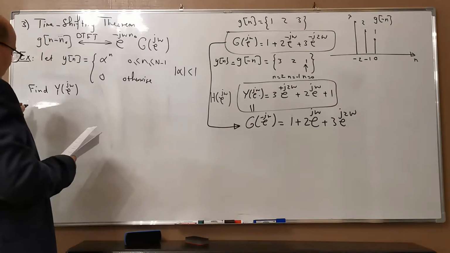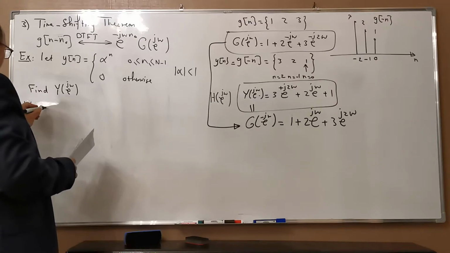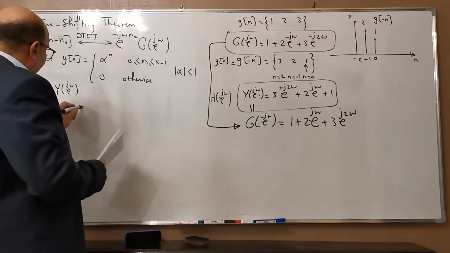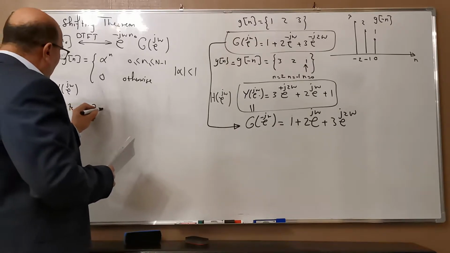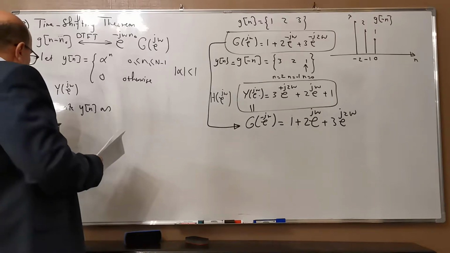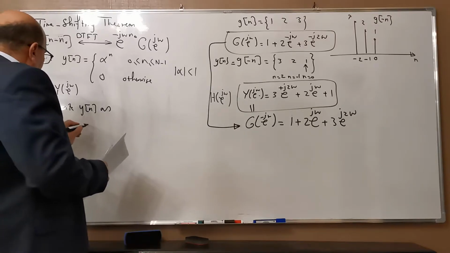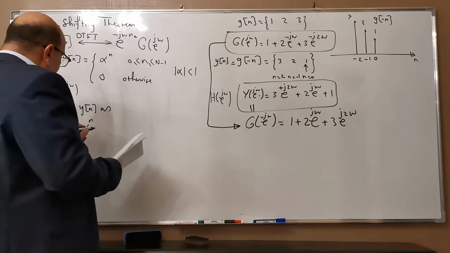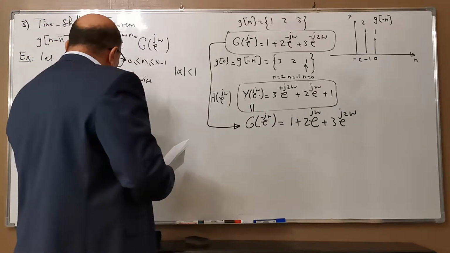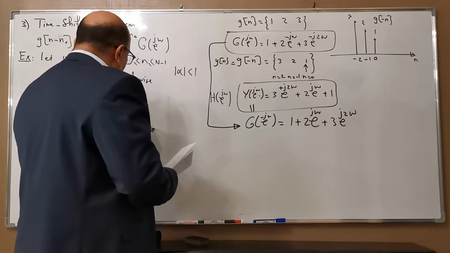To find this, we can write y of n using the unit step functions. We can say that y of n is equal to α^n times (μ of n minus μ of n minus N).